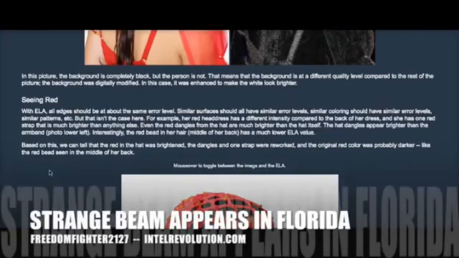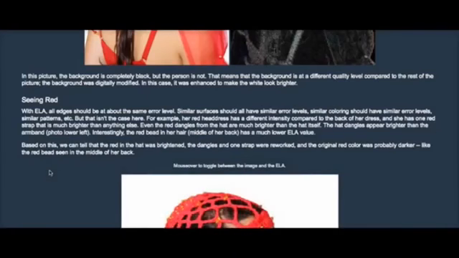For example, her red headdress has a different intensity compared to the back of her dress, and she has one red strap that is much brighter than anything else. Even the red dangles from the hat are much brighter than the hat itself.